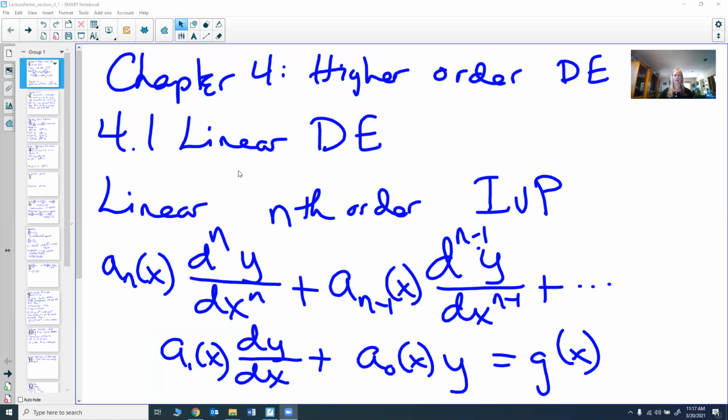We're now going to talk about how to solve higher order differential equations. The most important ones we look at are linear differential equations. There are other types of differential equations, but we're going to look at how to solve and deal with linear differential equations. As before, with first order differential equations, linear is the same idea.